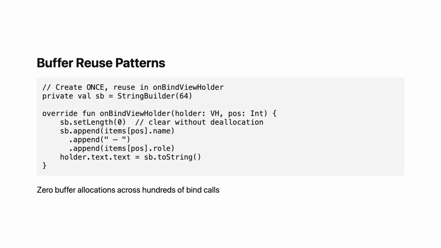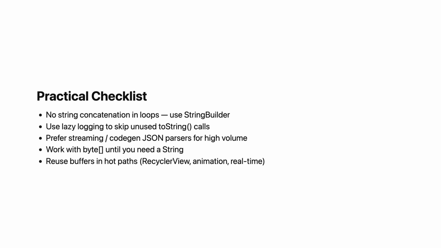This same principle applies to any buffer. ByteArrayOutputStream for building byte arrays. BufferedOutputStream for writing to streams. CharArrayWriter for accumulating characters. If you allocate these once and reuse them, you avoid repeated allocation and garbage collection of the internal buffers. The pattern is straightforward: create the buffer once, use it, clear it, reuse it. In Android's RecyclerView, the onBindViewHolder method is called potentially hundreds of times during a scroll. If each call creates and discards a StringBuilder, that is hundreds of allocations. If you reuse one, it is 0.